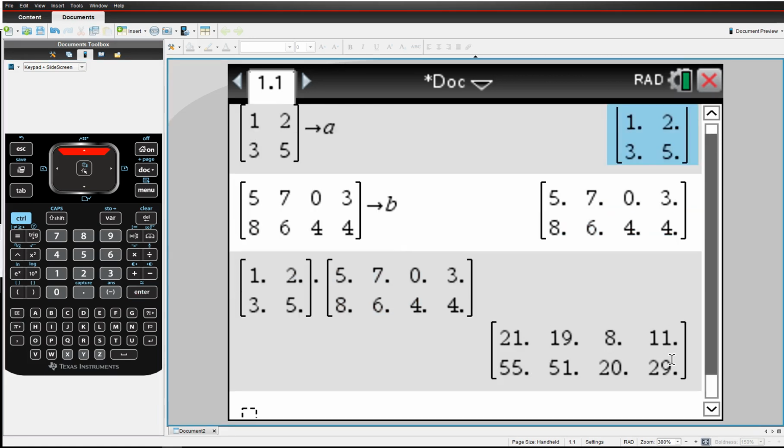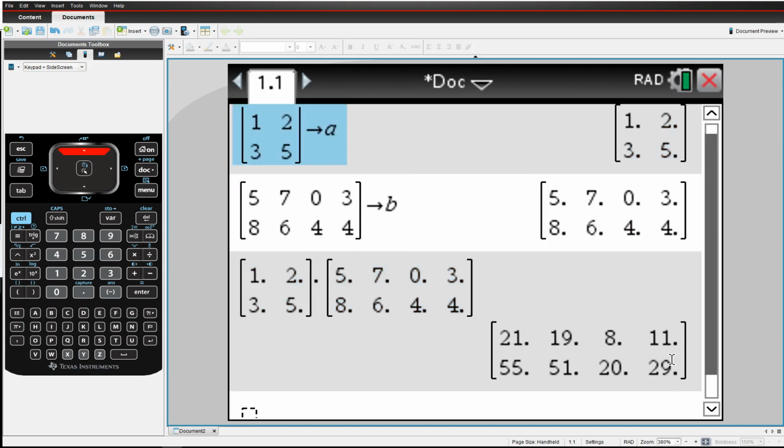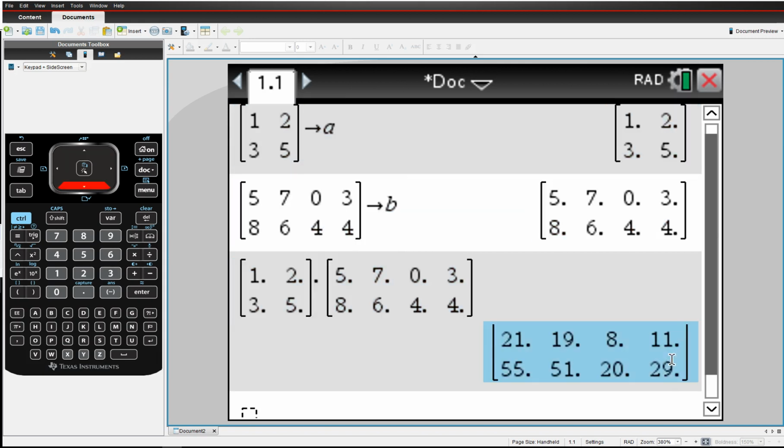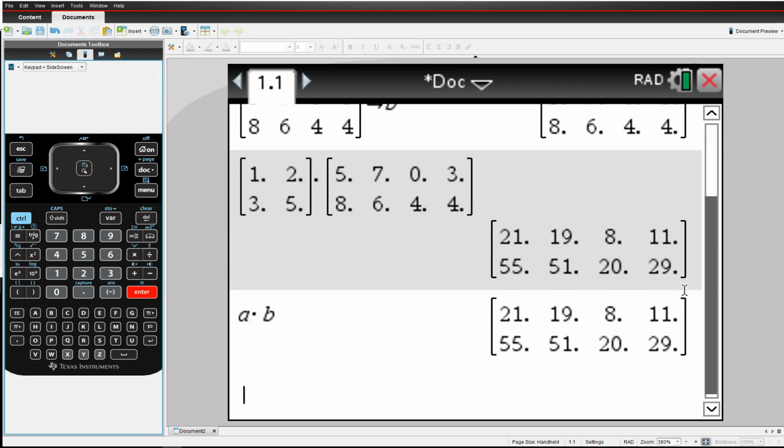And again, that's how we do it by hand like that. But if you did it on your calculator and you named your matrix A and B, you can literally just go A, let's press it for you guys, times B. And then that'll give you the order of the answer. Now remember, order matters, yeah?